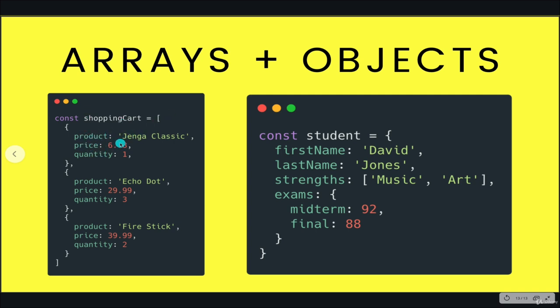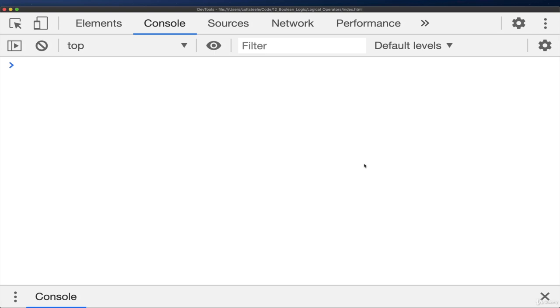And then over here, I've got an object called student, and inside of it, this is kind of a silly example, but I'm storing strengths, which is an array. I'm putting an object inside a nested object for exams, midterm 92, final 88. All I want to show you is that this is incredibly common, and we should get some practice working with them. So let's make it really simple.